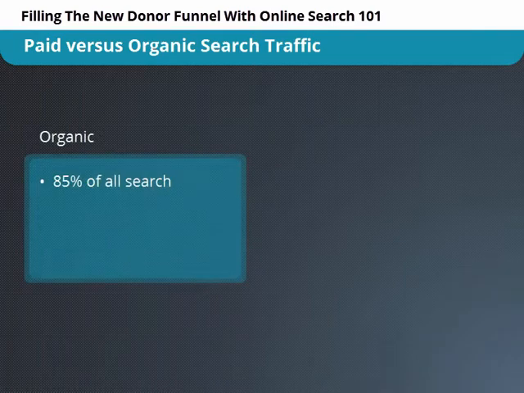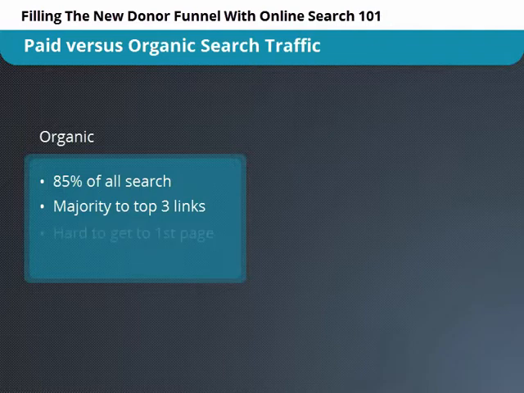Over 85% of all search clicks are organic, but those clicks go mostly to the top listings. In fact, over 30% of all clicks go to the number one listing on the first search page. About 15% goes to the second, and it falls off quickly from there. Over 90% of organic traffic comes from links of the first page of search results. Getting to the first page organically, especially around interests, is very hard to do, especially for small to mid-sized organizations.